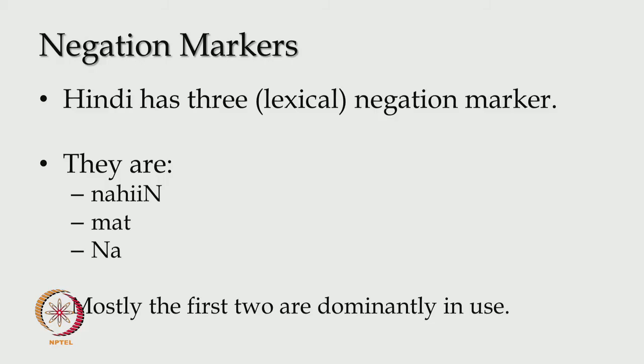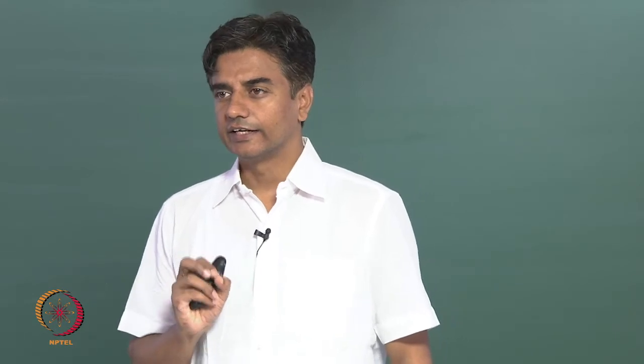So see, very simple. So far, we shouldn't have any difficulty. There are three negative markers in Hindi. Okay, they are words like nahi, mat, and na.